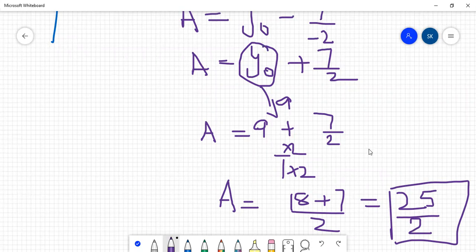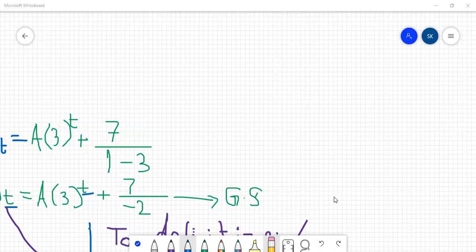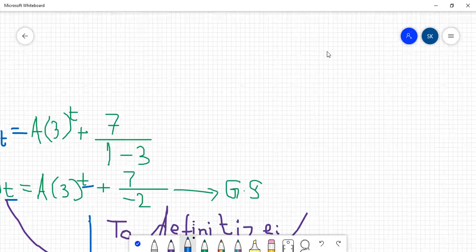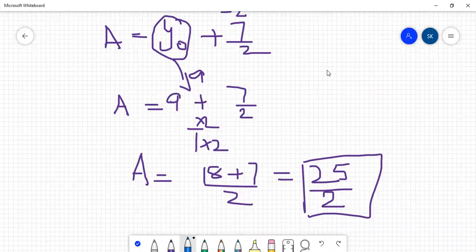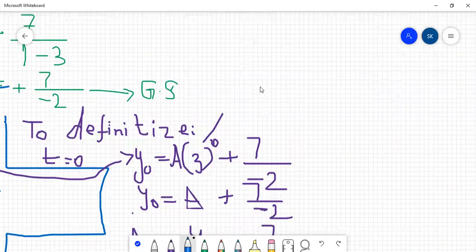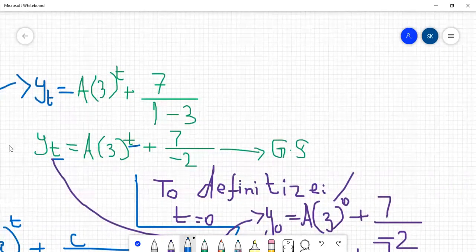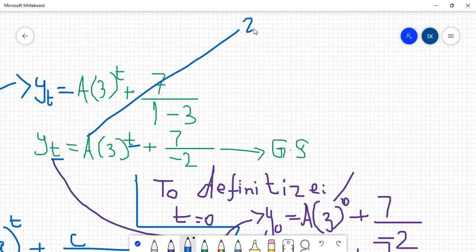Now our next step is to substitute the value of A. Now I just want to go down once again, so that the value of A is 25 by 2. We have to keep this in mind. This is the general solution, that is y t is equal to A times 3 raised to power t plus 7 upon minus 2. We know that the value of A is 25 by 2.